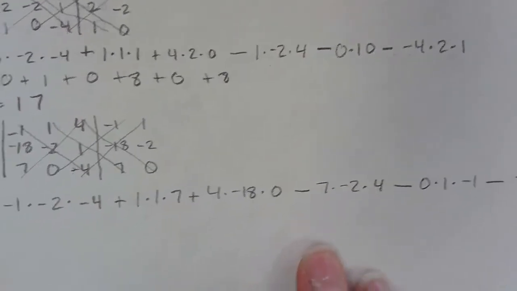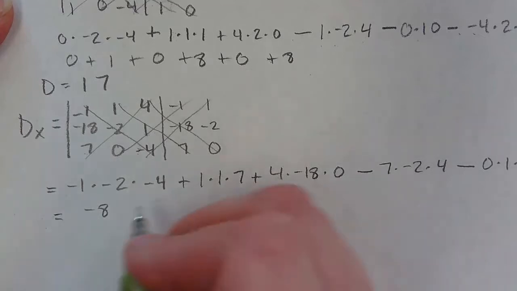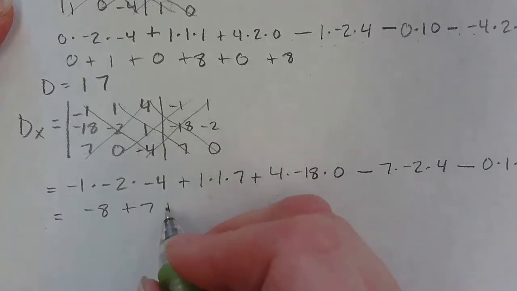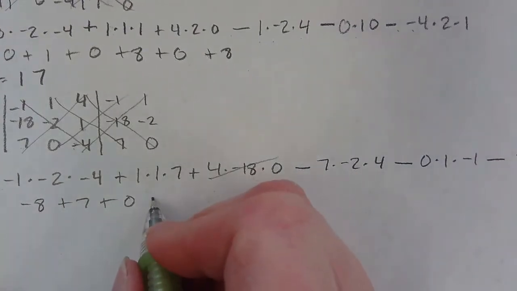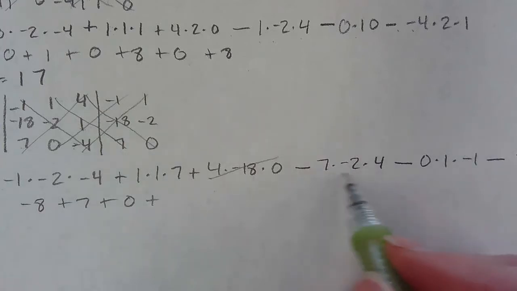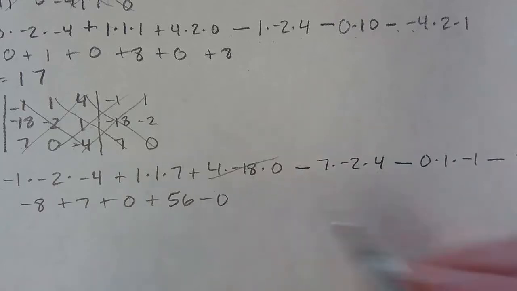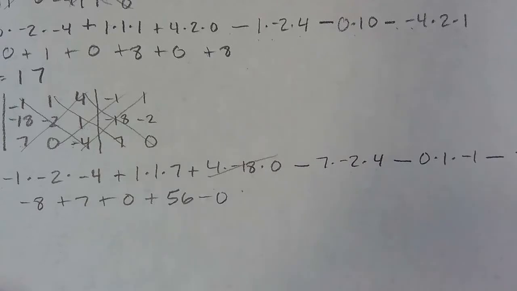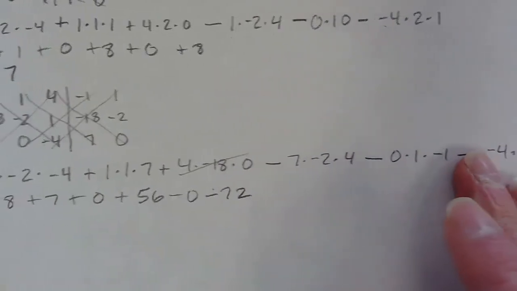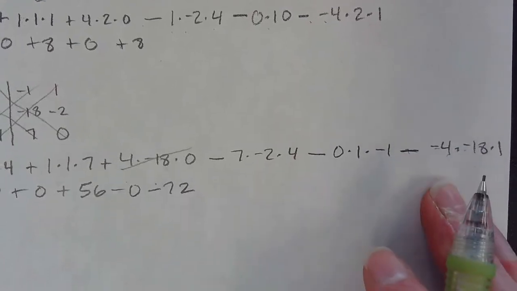So now I've got to go through and do all my simplifying. This is going to be a -8 plus a 7 plus a 0. This one's going to go to 0. Let's see. Plus 4 times 2 times 8. This is going to be positive, so 8 times 7 is a 56. And then minus a 0. And then the last one is going to be, let's see, a minus 72. That's kind of off my page here. I have a minus, minus, minus. So minus 4 times 18 is 72.